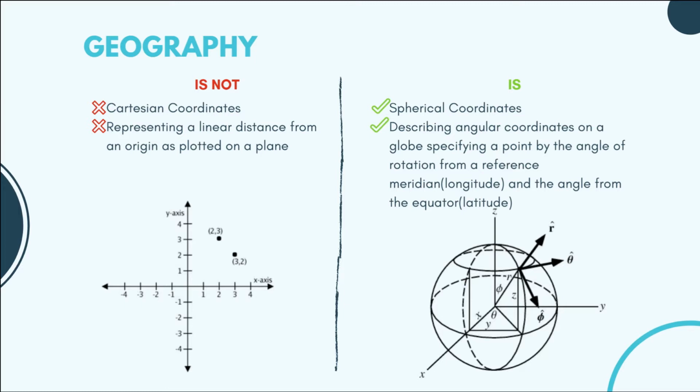Now, as you can see, there are two diagrams. On the left, we have a Cartesian plane with points. And these points are represented in terms of XY from an origin. Whereas on the right, we have a globe or a sphere, whereby a point is represented by the reference from the meridian and also from the equator. Now, for the Cartesian coordinates, they're usually represented in terms of maybe a distance of, let's say, 300 meters from X and 200 meters from Y. While in spherical coordinates, they are represented in degrees.